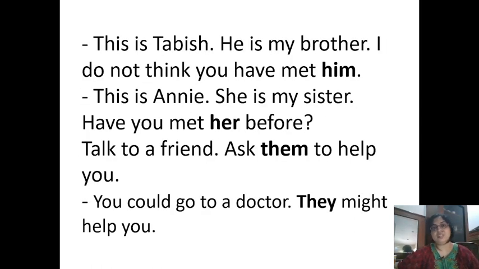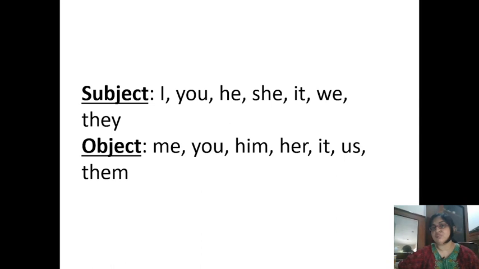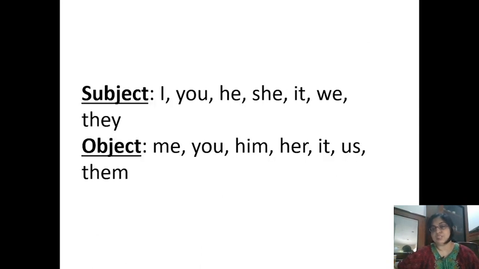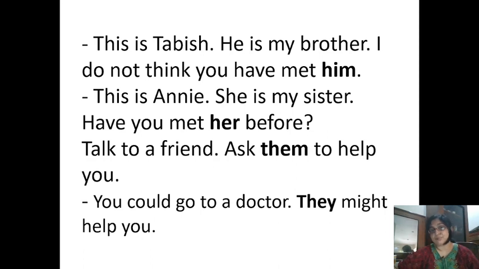This is Tabish. He is my brother. I do not think you have met him. Now you can see the number of pronouns I have used in this sentence. So this is Tabish. This is one of the pronouns. He is my brother. So he is a pronoun. I do not think you have met him. So I is a subject pronoun as you have seen over here, and him would be an object pronoun as I've given the examples already.